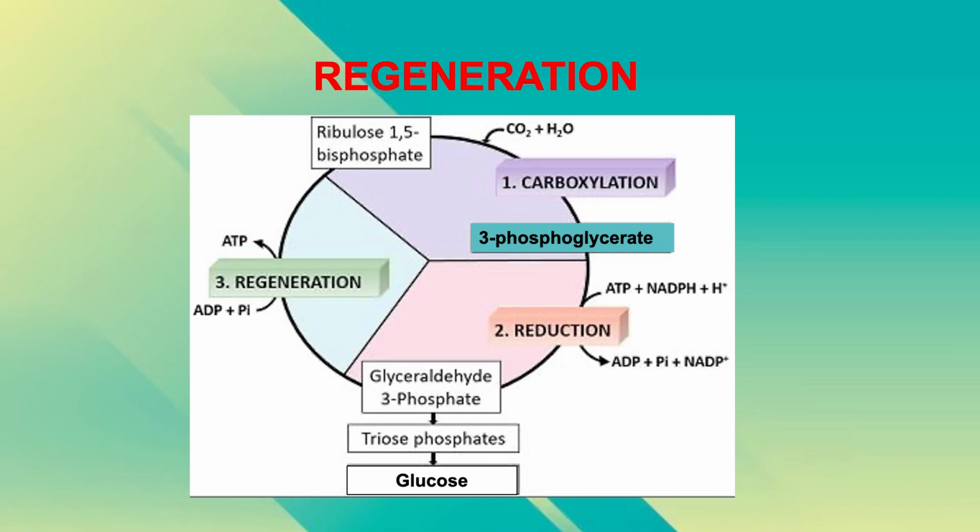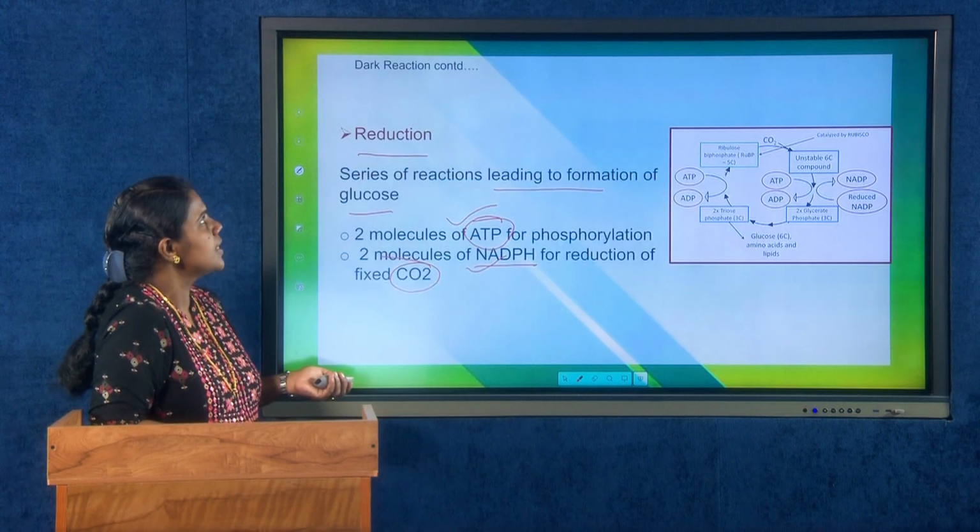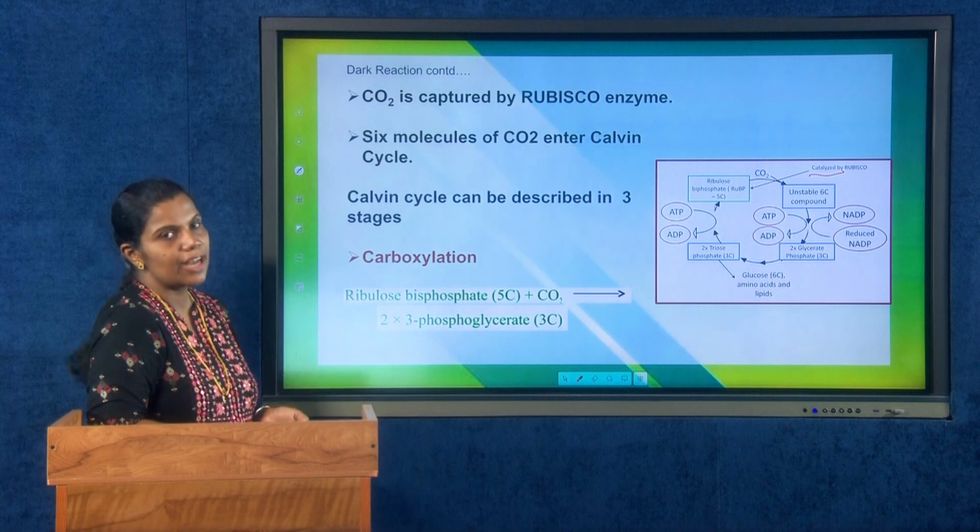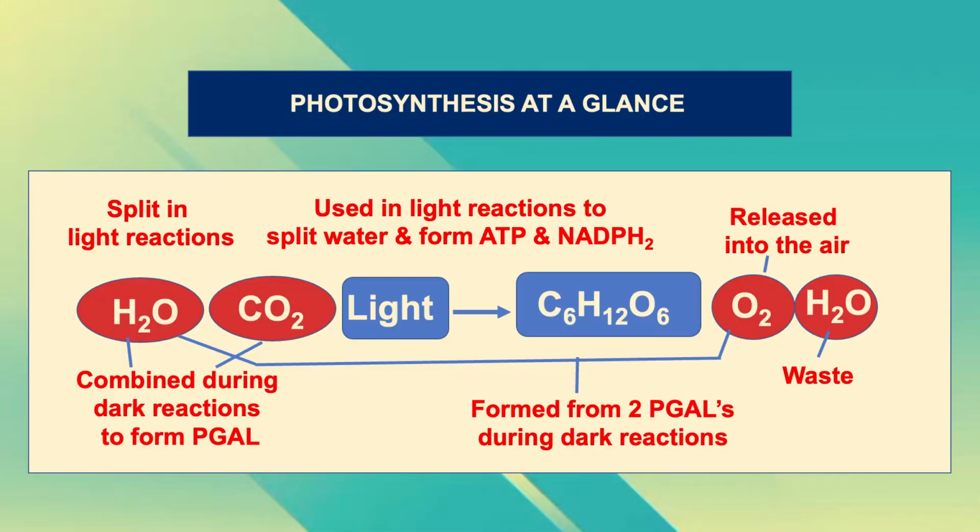And the last step of the dark reaction is the regeneration. The regeneration of the RuBP. Okay. So, this requires again one more ATP for the phosphorylation to regenerate RuBP. Hope you are clear with the steps involved in Calvin cycle. The photosynthesis process at a glance.